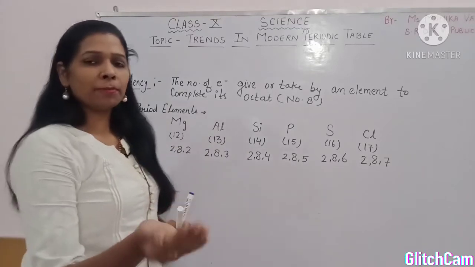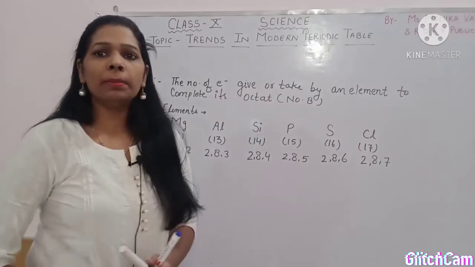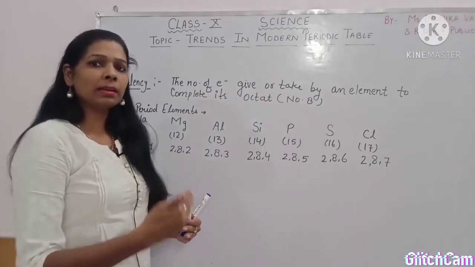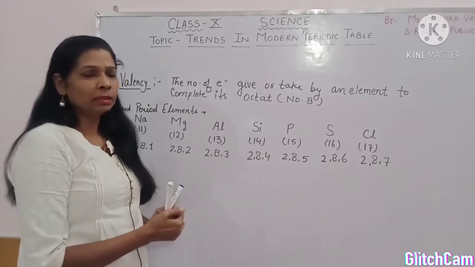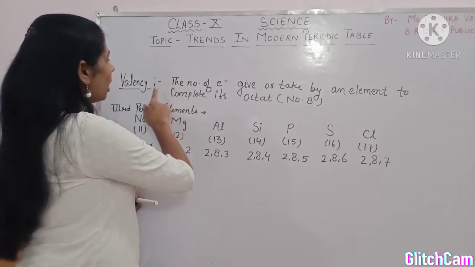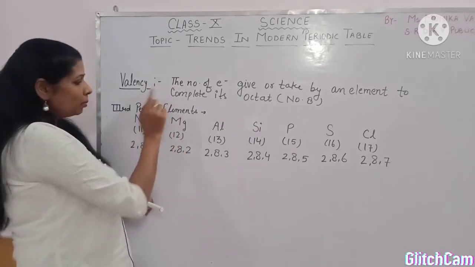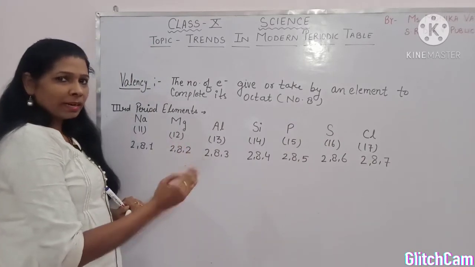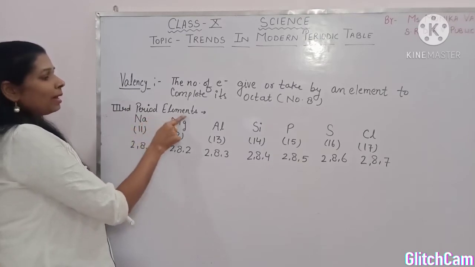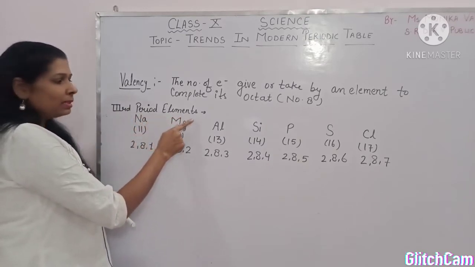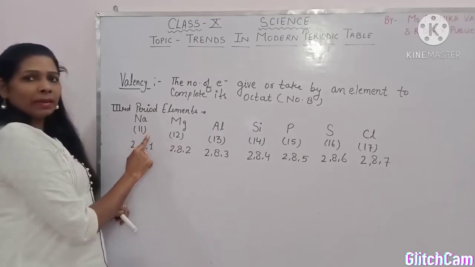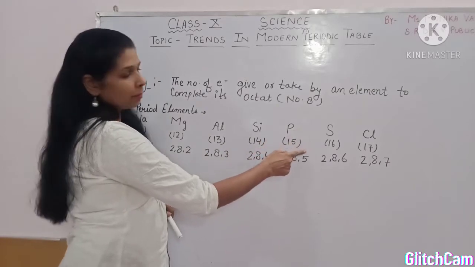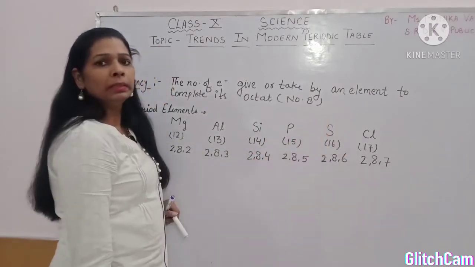And you know that after completing the outermost shell, the element will become stable. So every element wants to be stable and to get the nearest noble gas configuration by this method. So this one is the valency. So how will the valency change when we move in a period or when we move in a group? First I have taken an example of the third period elements. In the third period we have sodium with atomic number 11, magnesium 12, aluminium 13, silicon 14, phosphorus 15, sulfur 16 and chlorine 17.